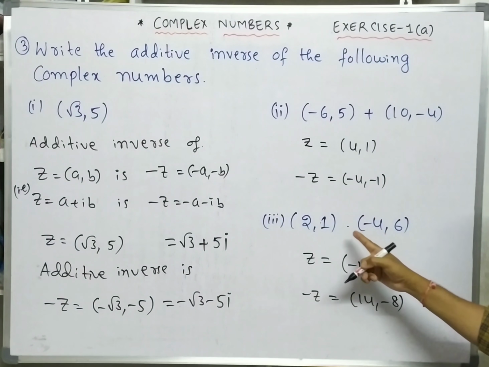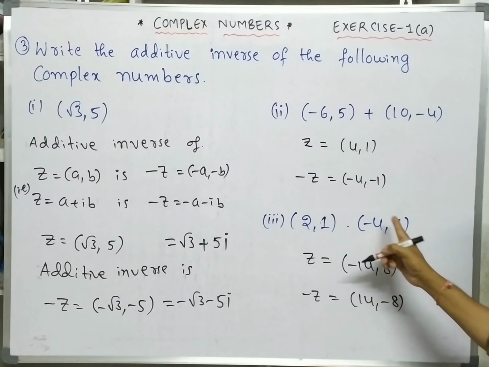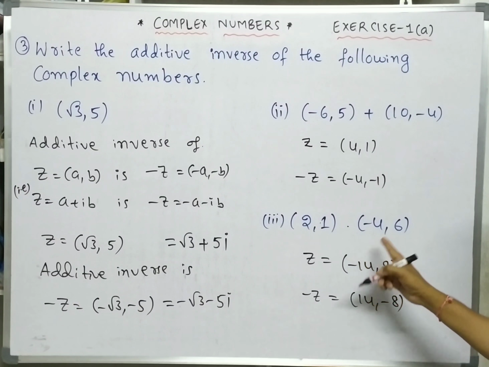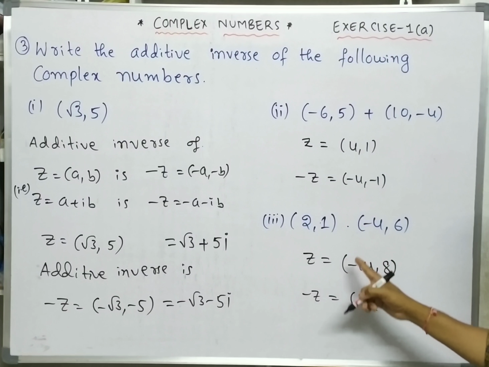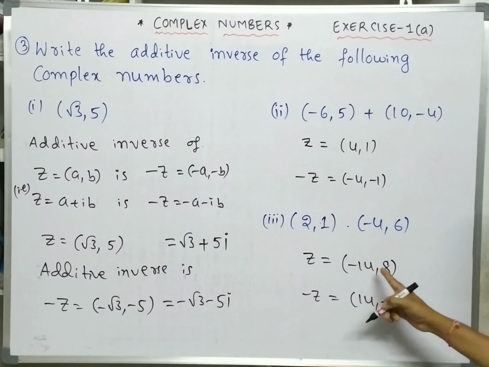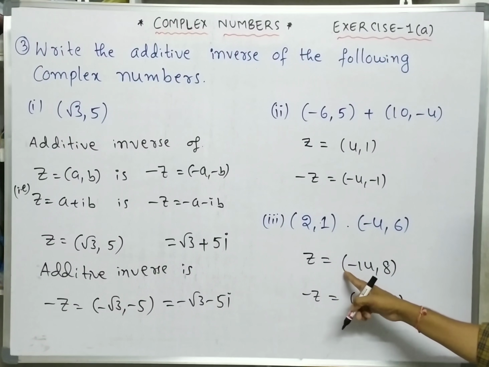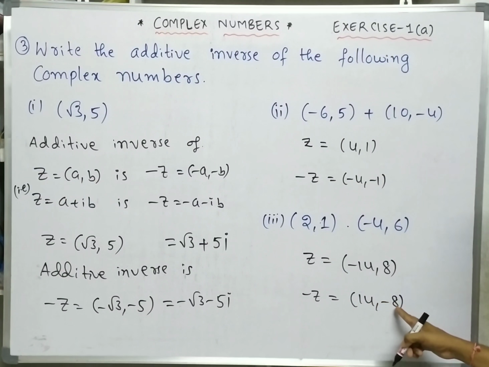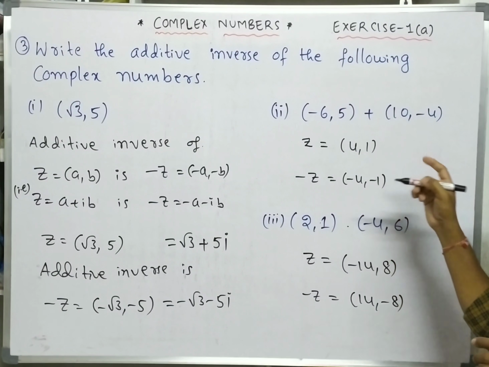Next, third problem is product of these two complex numbers. First of all, we should multiply these two complex numbers. So after multiplying these two complex numbers, we will get z is equal to minus 14 comma 8, and the additive inverse of this complex number is 14 comma minus 8. Just multiply with the minus. Okay, right.